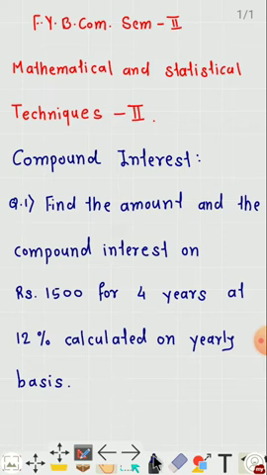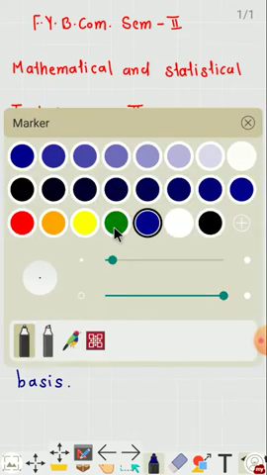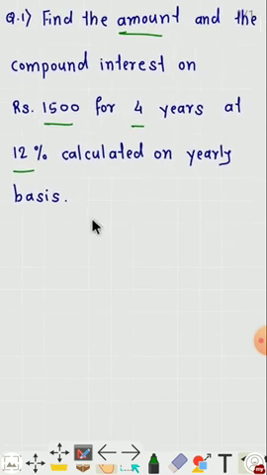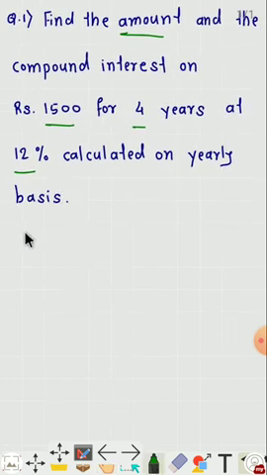Okay, so in this example we have to find the amount which we get after 4 years if we invest rupees 1500 at the rate of 12%. Okay, so let us go to the write answer now.